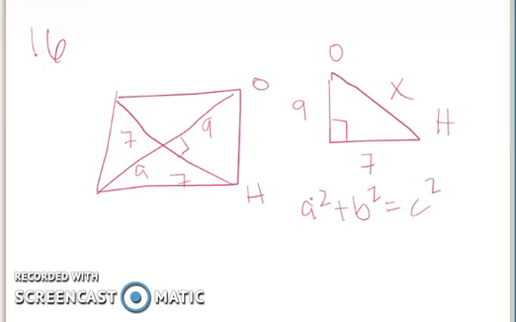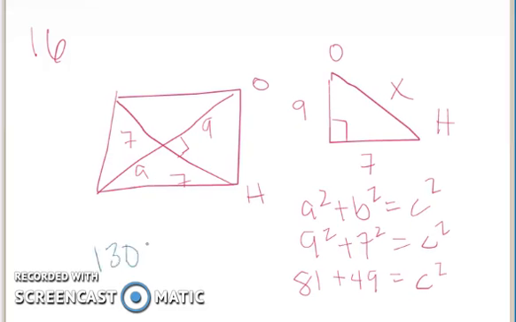What we do here is we plug in 9 and 7 for a or b, doesn't matter which one. And we get 81 plus 49 equals c squared. Okay, combine those and we get 130 equals c squared. Then we take the square root of both sides, and c equals approximately 11.4.